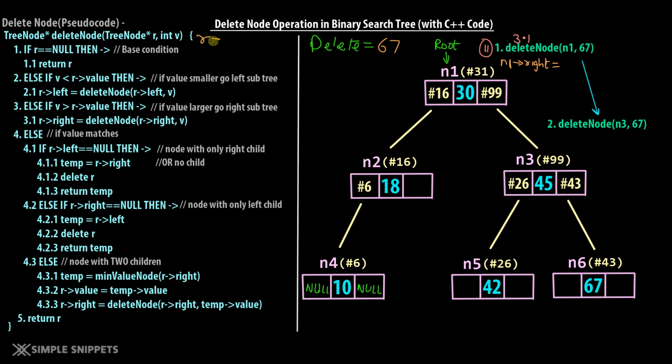And now let's start with the execution of this delete node operation again, and this time the R value is going to be n3 and the V value that is supposed to be deleted is going to be as it is, 67. So again we'll check if R equals null. No, R is not null, so the first condition will not be executed. We'll check the second condition. If V, that is 67, is less than R of value? R this time is n3, that is this node. What is the value inside n3? It is 45. Is 67 less than 45? No. So again the second condition will not be executed.